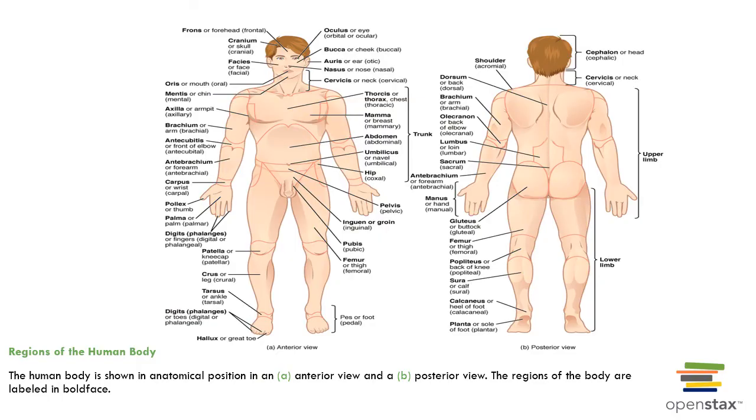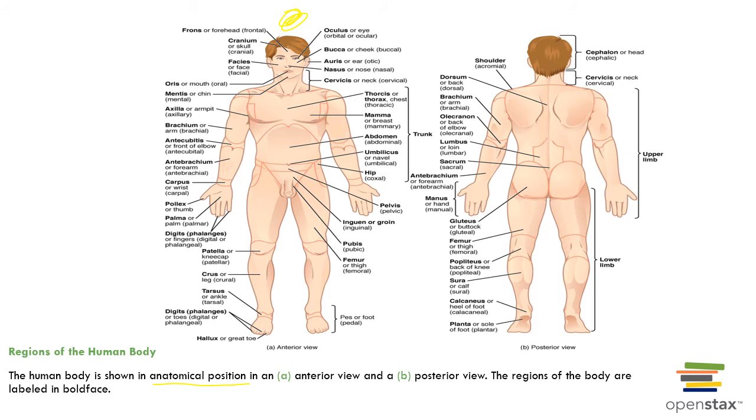So in addition to knowing the word roots, prefixes, and suffixes, you need to know the different regions of the human body. So when we talk about the human body and the different regions, we first of all have to talk about anatomical position. So this anterior view right here, which I'm just going to mark with yellow, this is anatomical position. It's an individual standing facing forward, and their palms are facing forward as well.